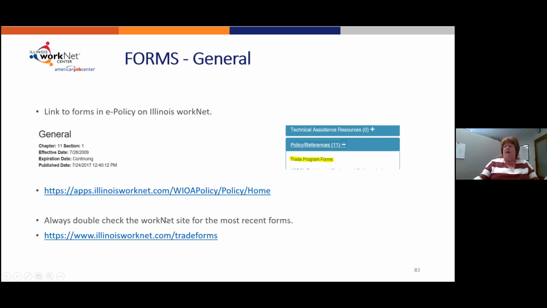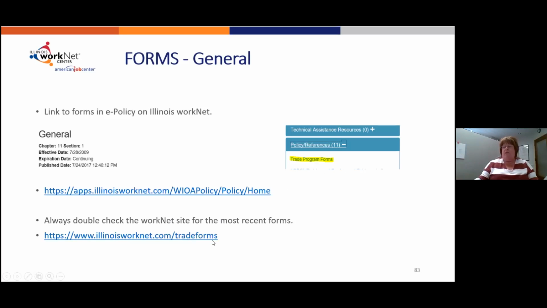Always double check the WorkNet site for the most recent version of the forms. We do have some changes that are going to be uploaded to that site for some forms as we're going through this training, and as we present those forms, we will put those out there to be used. So always double check that site first, get that most recent version of that form before you start working with that participant. And here's the site where you can get those on WorkNet.